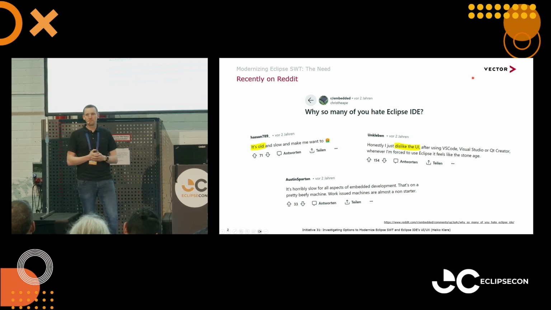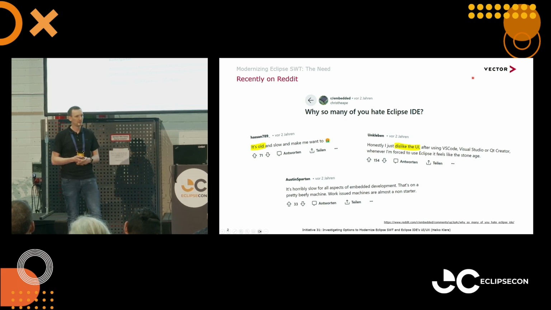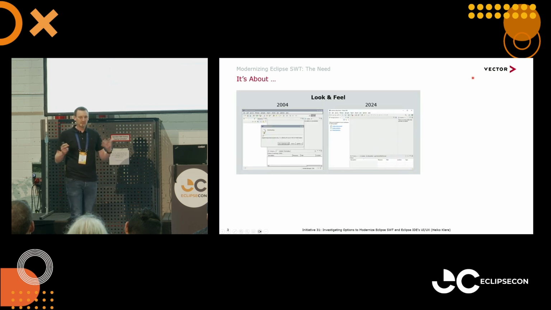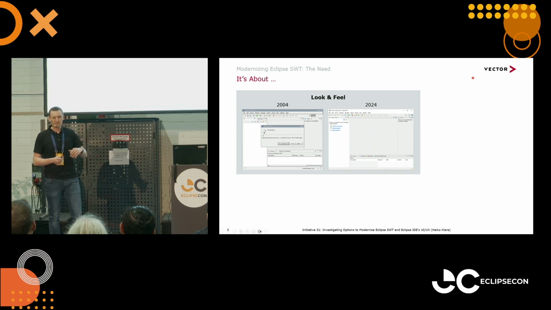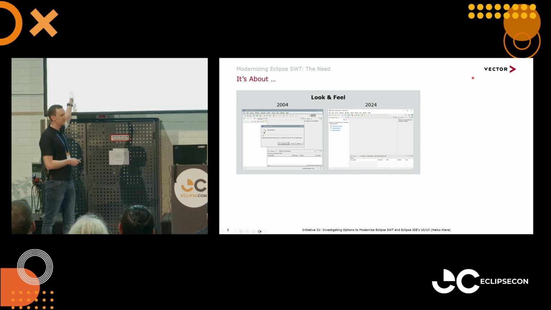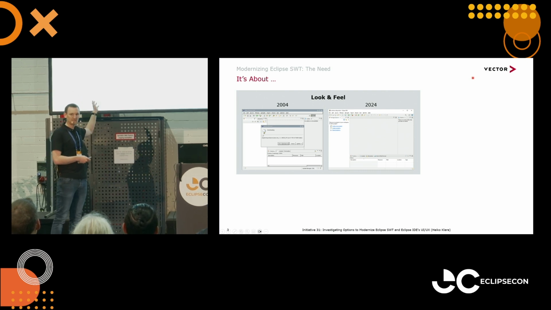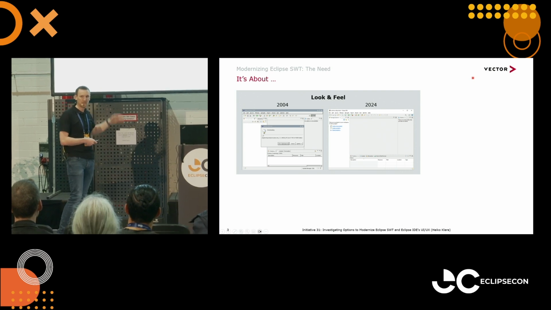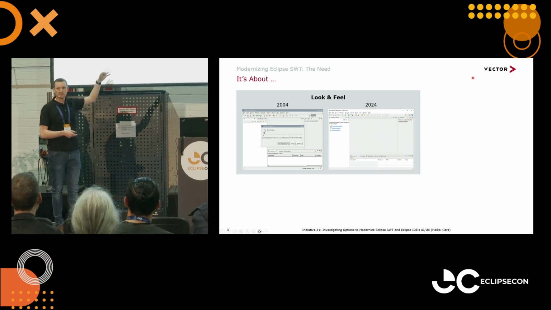And that's also feedback that we get from customers of our RCP-based products complaining about the look and feel and other UI-related aspects of Eclipse products. So one thing is that this is about look and feel, of course. Here we have a screenshot, I hope you can see it on the Beamer, an Eclipse SDK product on Windows 20 years ago on the left side, and one of this year on the right side.